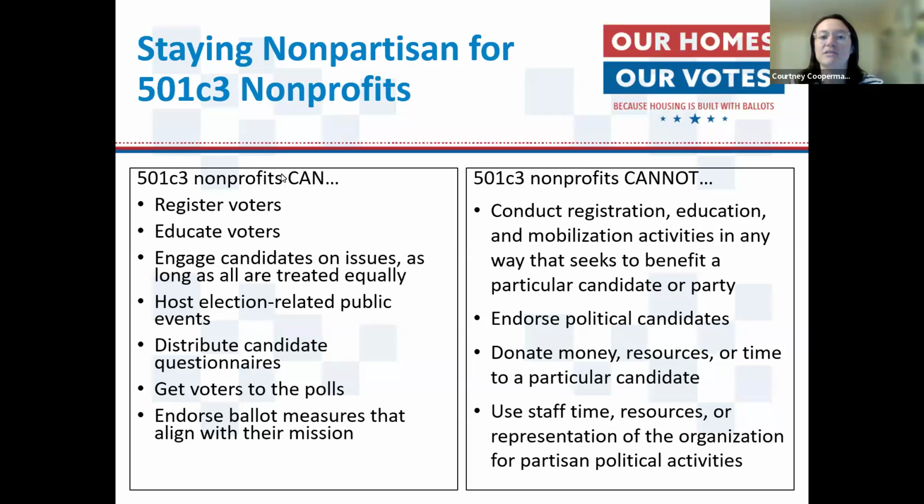501c3s also can't endorse political candidates or make donations to them. They can't use staff time or resources or the organization's image to promote a candidate or party. If you're a staff member at a nonprofit, you can do partisan activities on your own time, but you can't represent yourself as acting in the capacity of an employee at that nonprofit.